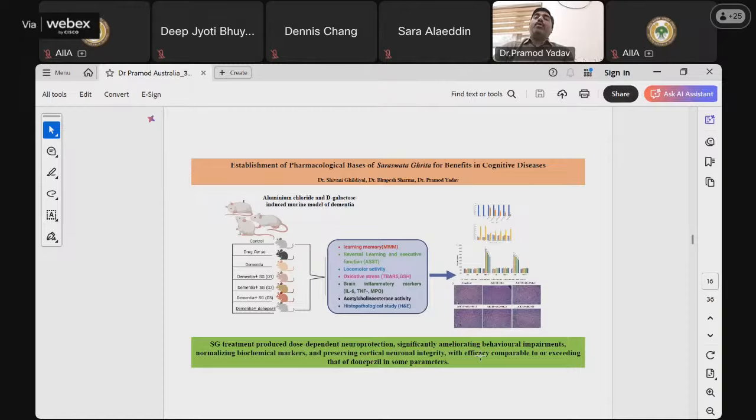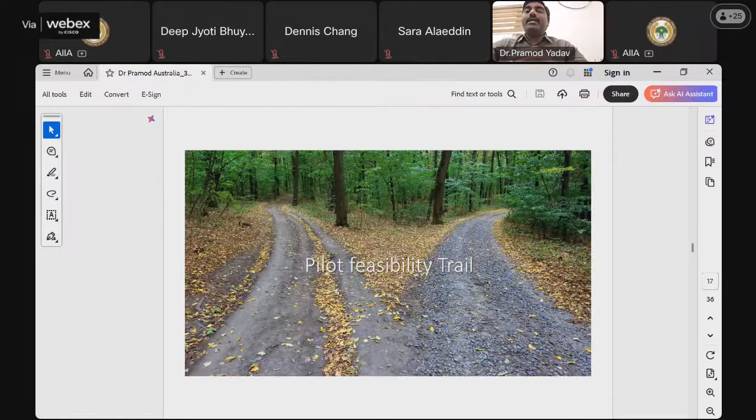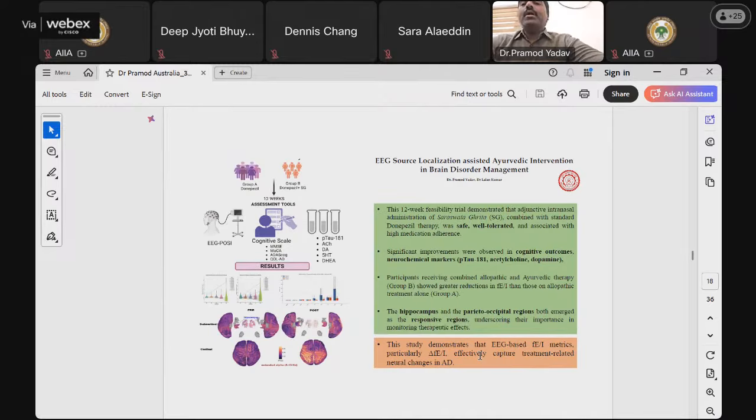So this gave way for a small pilot-scale study which we did on patients, and the study was carried out in collaboration with IIT Delhi, where two groups of patients were selected. The first group was treated with the standard line of treatment, that is donepezil, which is an AChE inhibitor, and the second group was treated with an Ayurvedic drug along with the modern allopathic drug.